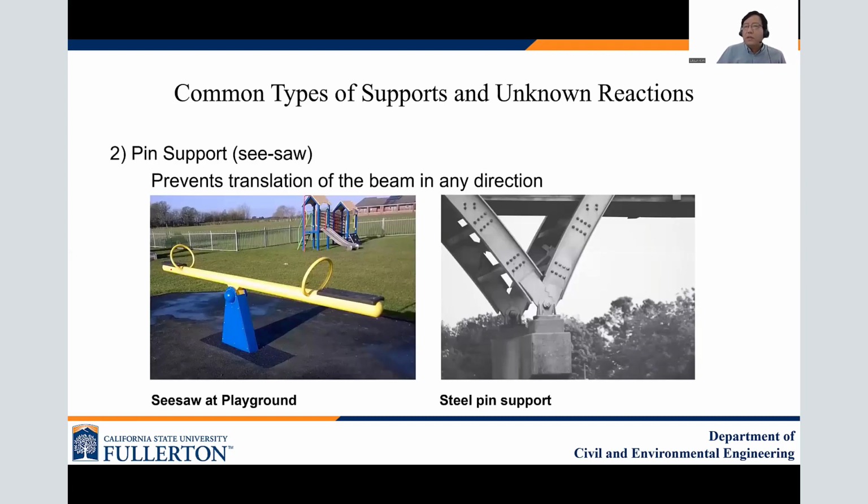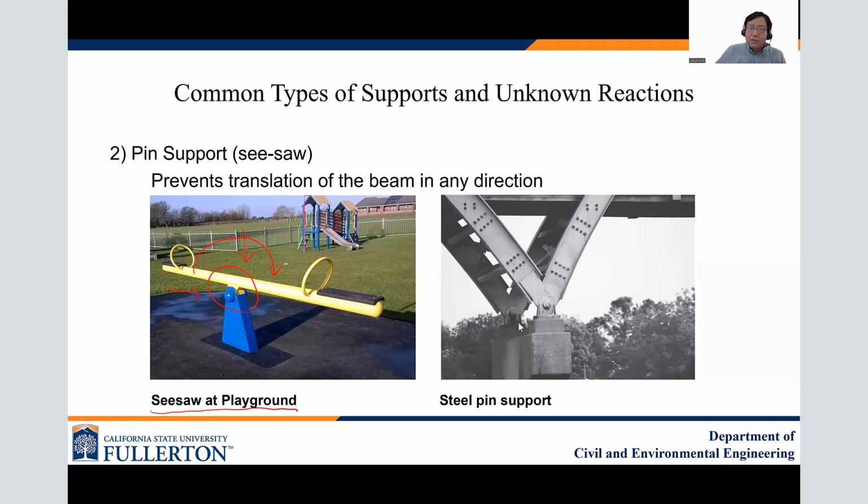A pin support can rotate, but cannot move horizontally and vertically. So there are two reactions in this case. Let's see this one. This is a seesaw at a playground. You apply the loading in this portion, and especially focus on that it cannot move horizontally, and vertically it cannot move either, but if you apply the moment, it will rotate. So that is a good example of pin support.